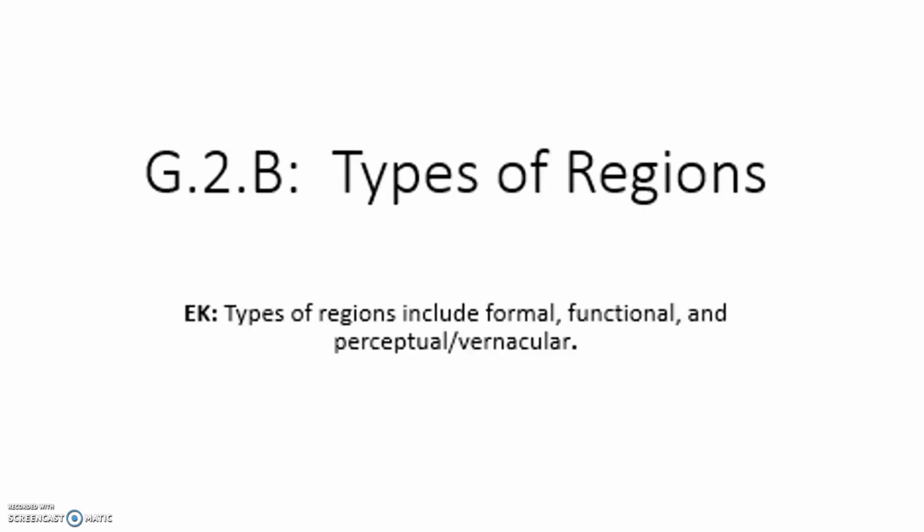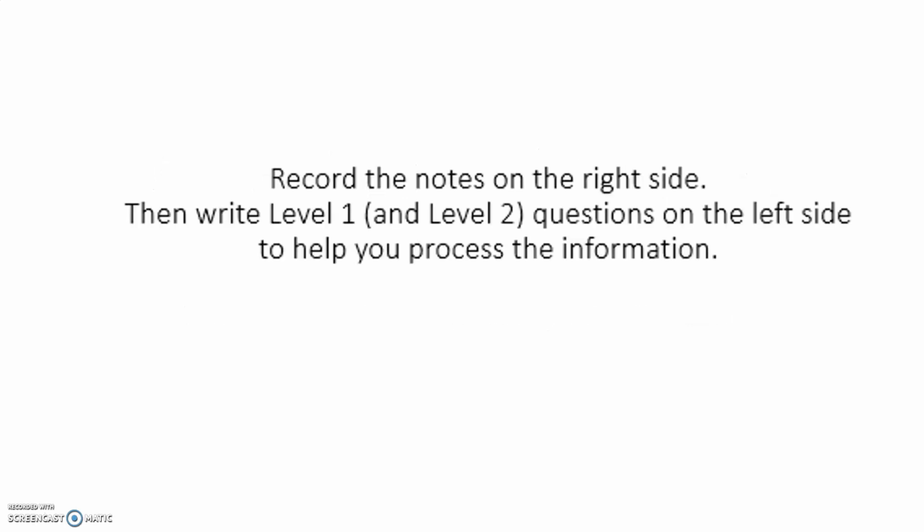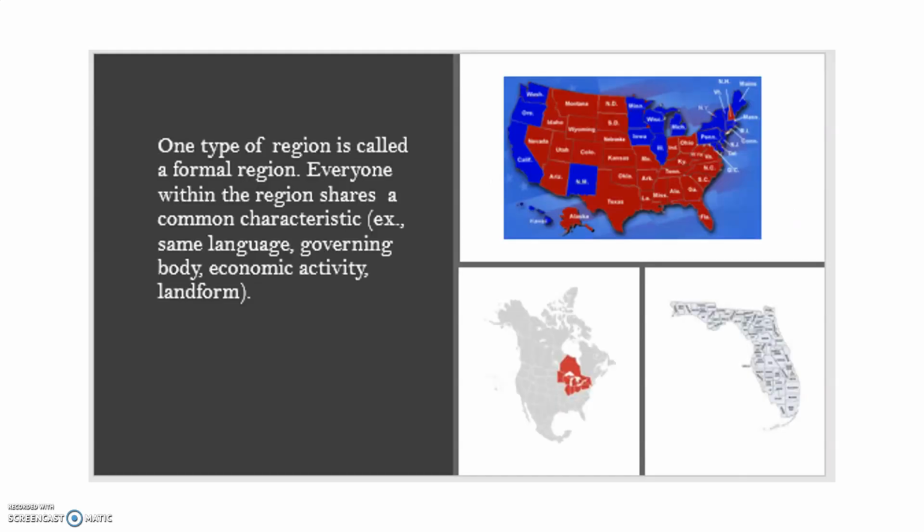Our G2B is types of regions, and the essential knowledge is that the types of regions include these 3: formal, functional, and perceptual. Again, we're going to record the notes on the right side, and then write our level 1 and possibly level 2 questions on the left side. One type of region is called a formal region. Everyone within the region shares a common characteristic. For example, they share the same language, governing body, or economic activity.